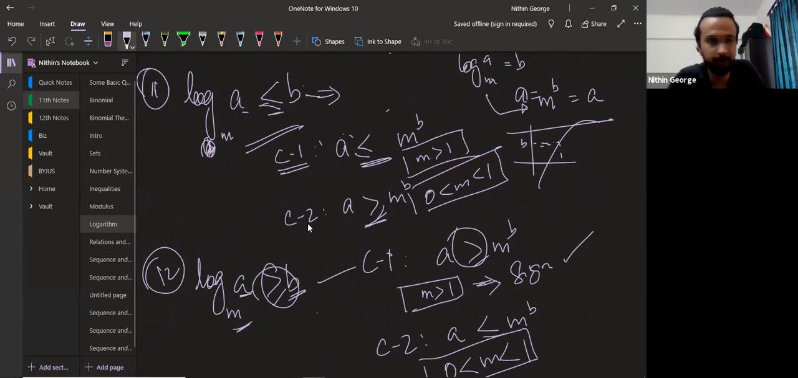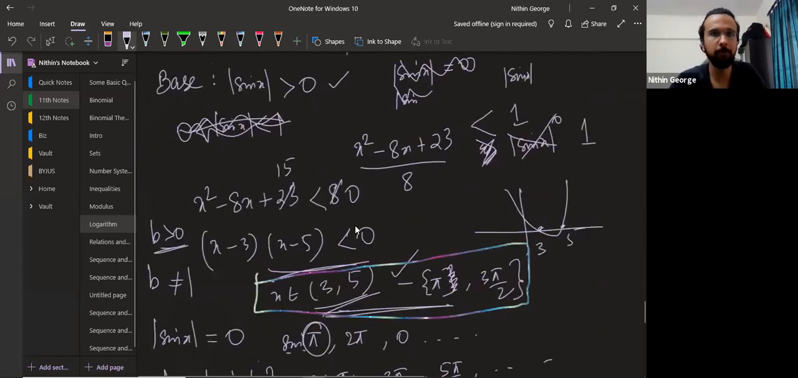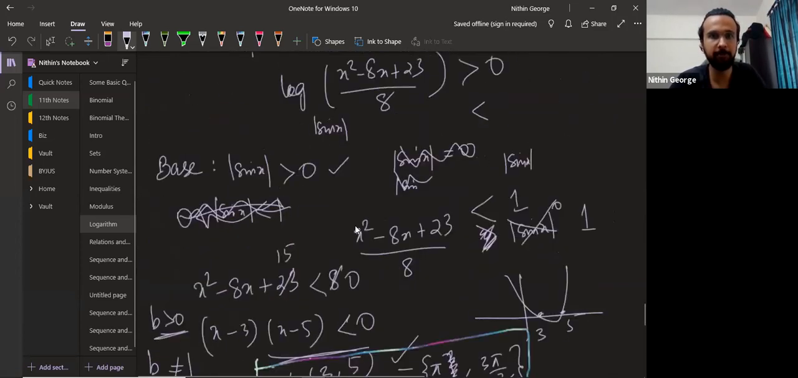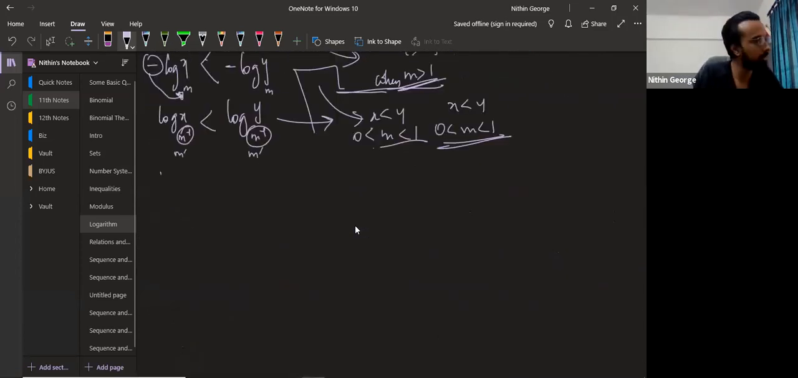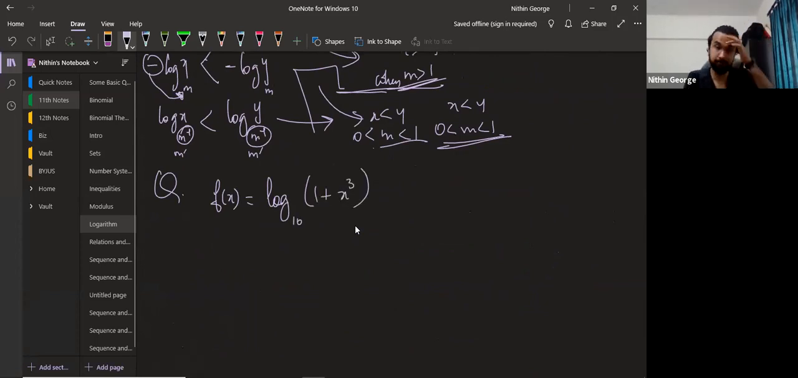That's the idea. Right. Now, you're doing some domain-based problems. You know what domain is, right? Set of all permissible values you can put into it. So, do a question: f of x equal to log base 10 of 1 plus x cubed. So what do we do for the domain here?